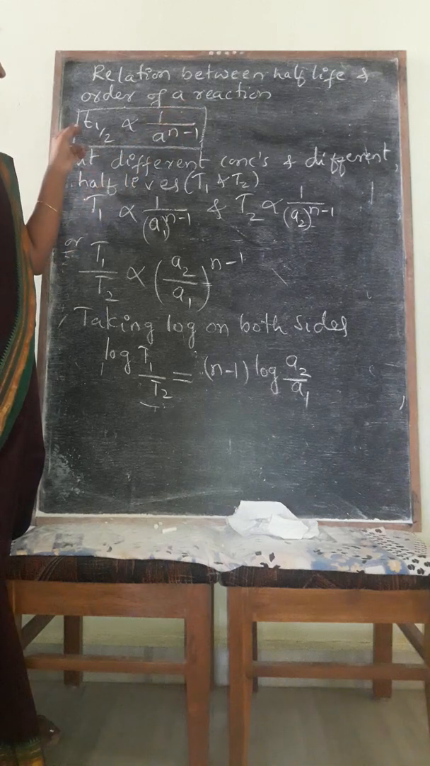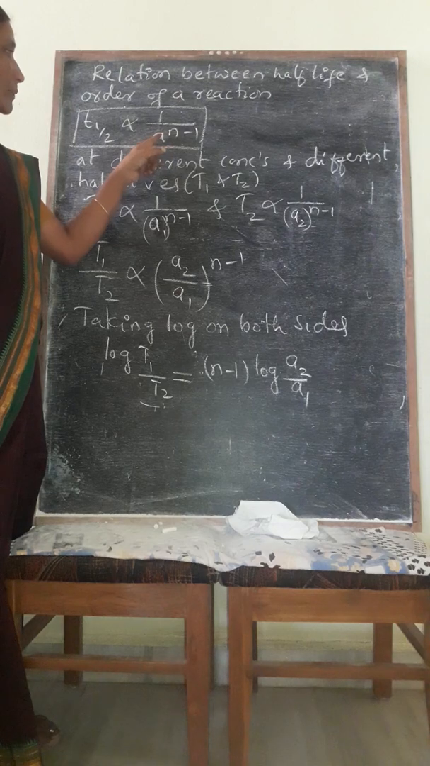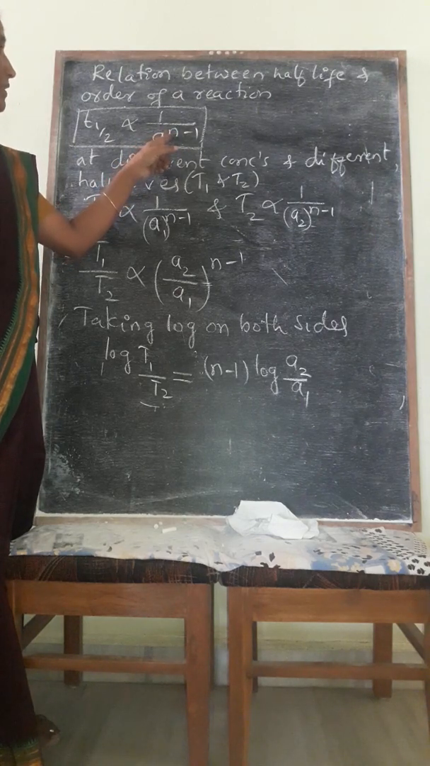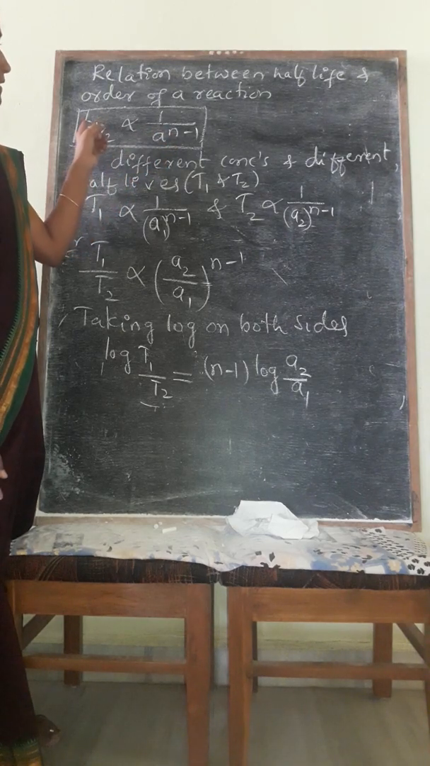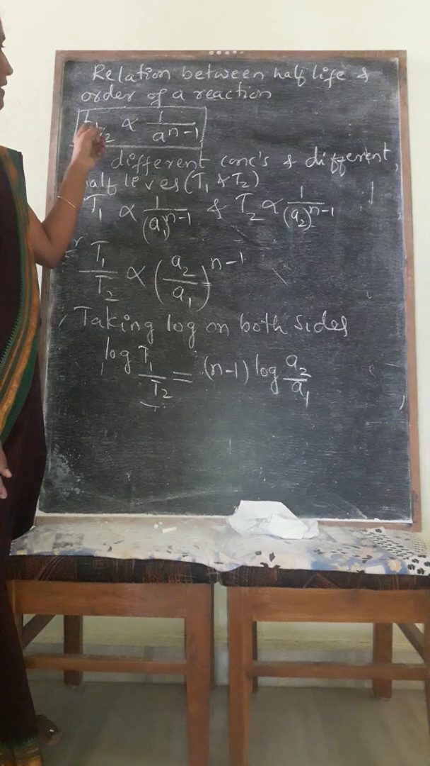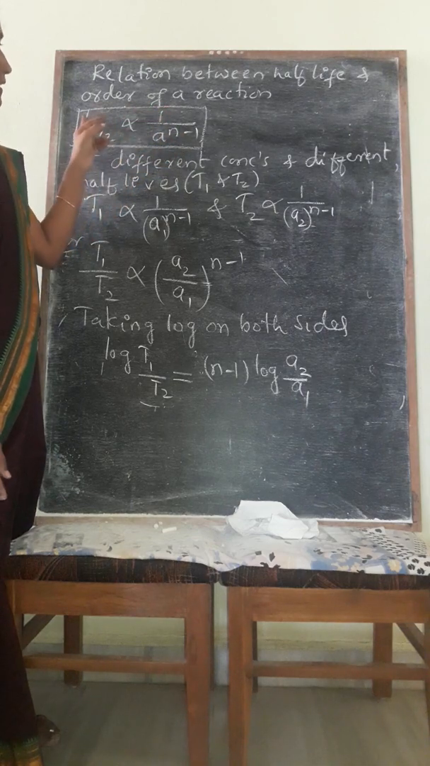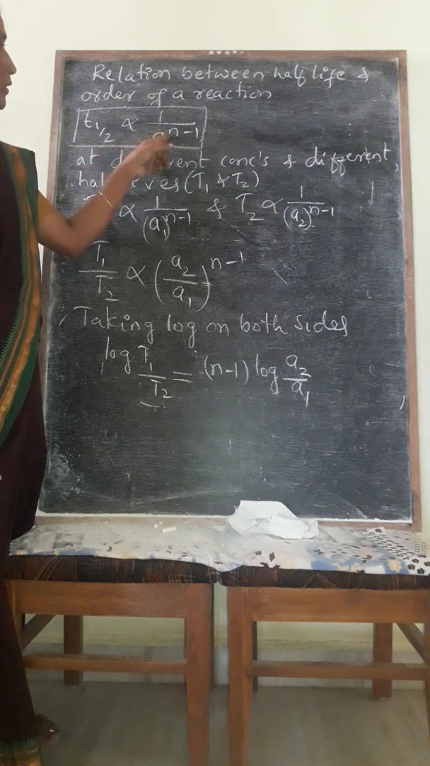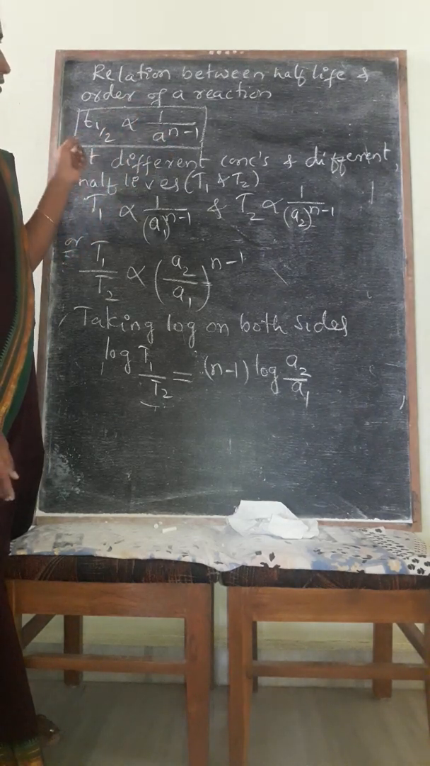If n value is 1, that becomes a raised to 0, which means it becomes 1. Hence, if n value is 0, it is a raised to minus 1. It means t half is directly proportional to initial concentration. If n value is 1, it is a raised to 0, so it is independent of initial concentration.